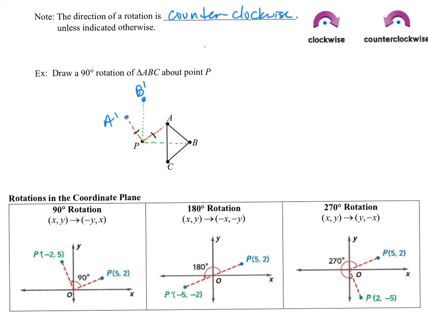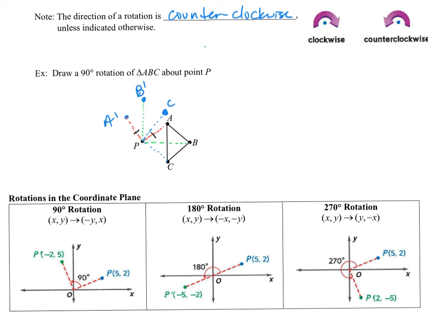again, I need the distance. Let's see, I need a new color. How about blue? Okay, I need the distance from C to P to be the same as the distance from C prime to P. That looks about the same. So C prime ought to be right here. And the angle formed as we go from C to P to C prime should form a right angle.